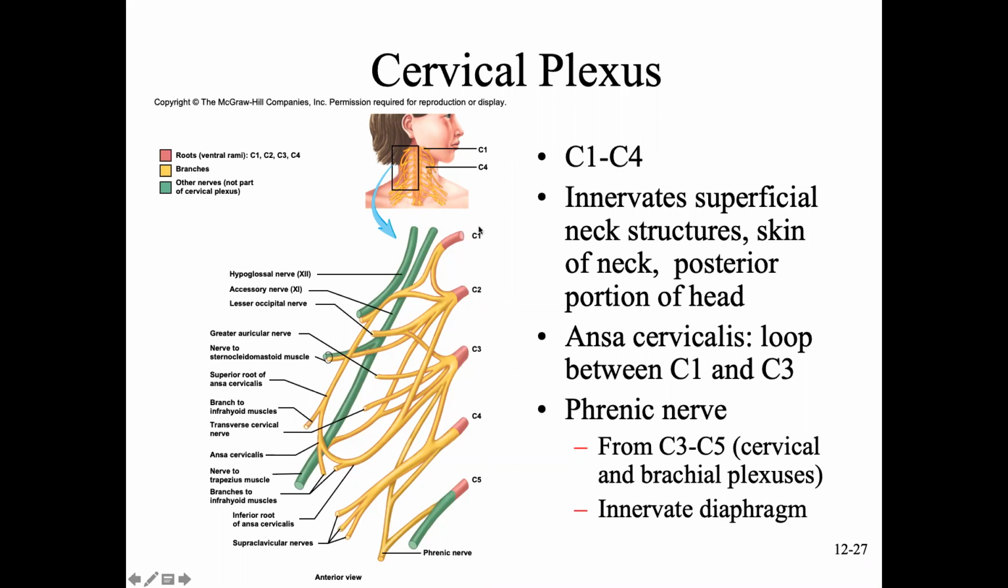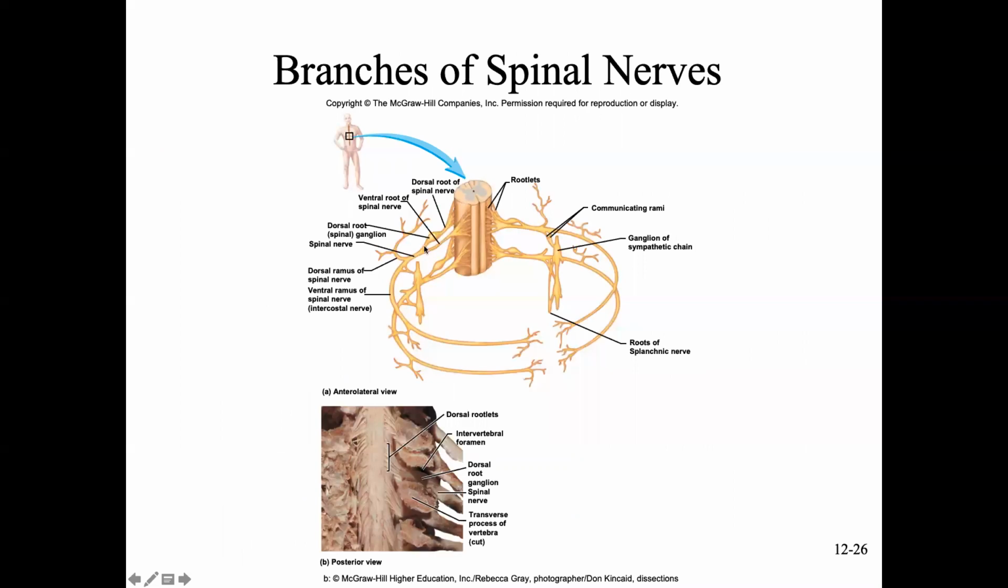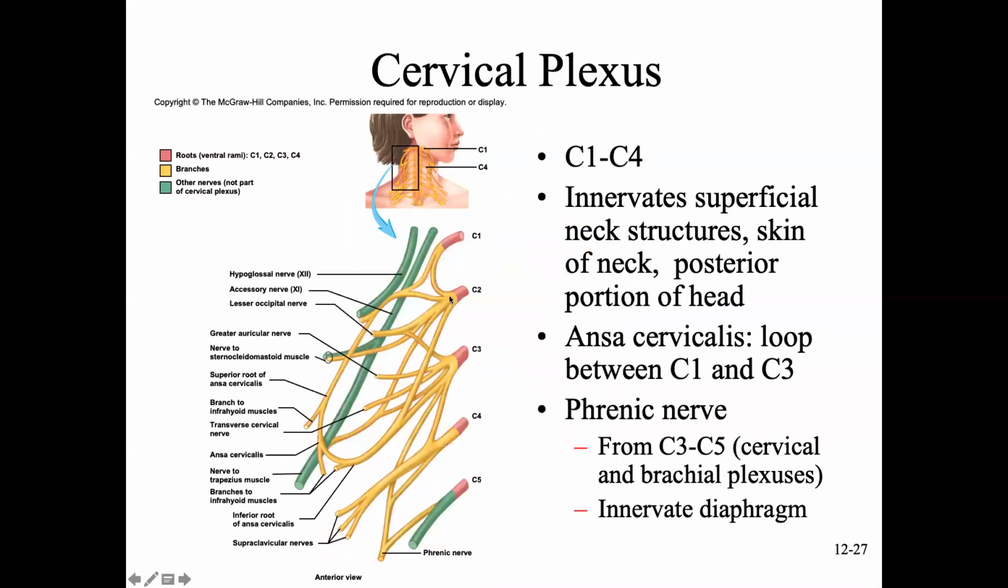The dorsal rami of C1 goes towards the back. The ventral ramus goes to the front, helps form the cervical plexus. Same thing with C2. So in C2, you have the ventral rami going out, fusing with branches from C1, helping also form the cervical plexus. It goes all the way down to C5, right?